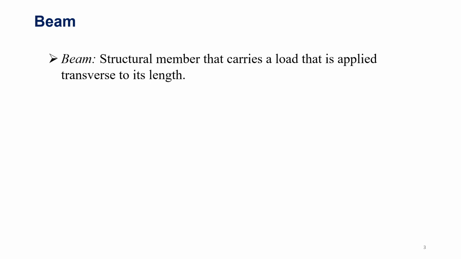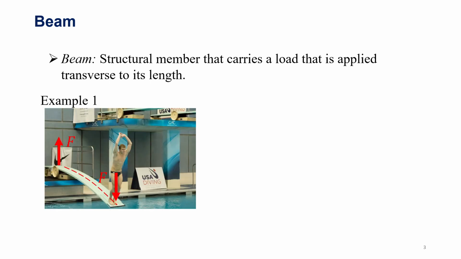I will give you some examples. The first example is a diving board. When a straight diving board is put there, when the athlete stands on it, the diving board will be bent from a straight shape to a curved shape by these two forces marked here. So this is the first example.